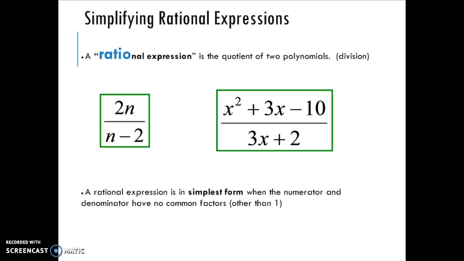A rational expression is in simplest form when the numerator and the denominator have no common factors other than 1. Just like a normal fraction, if I got down to 4 over 6, I wouldn't leave it as 4 over 6. I would simplify it and get 2 over 3. That's what we're going to be doing now, except all the ones we're going to look at are going to have variables in them.